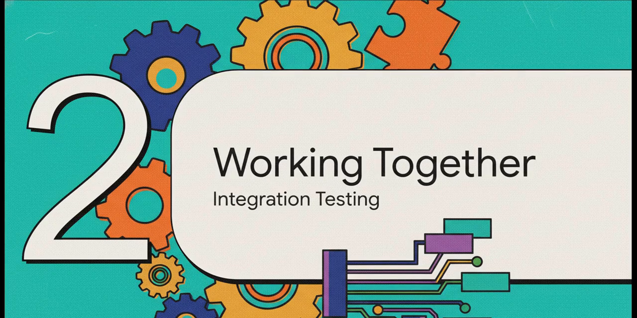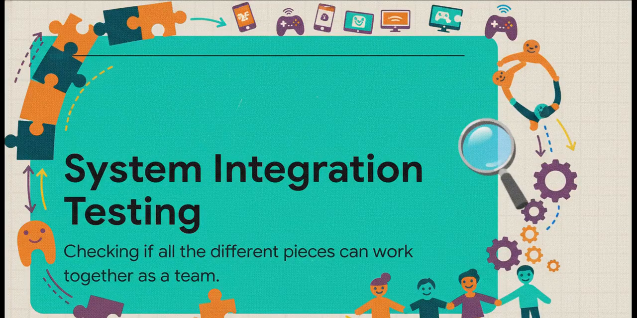So, now we get to our next big question. We need to find out if all our awesome parts can actually work together as a team. This is a totally new kind of test. And you guessed it. This has a super long, fancy name too. It's called system integration testing. I know. It sounds really complicated, but it just means we're checking if all the pieces can work together as a team. It's all about teamwork.